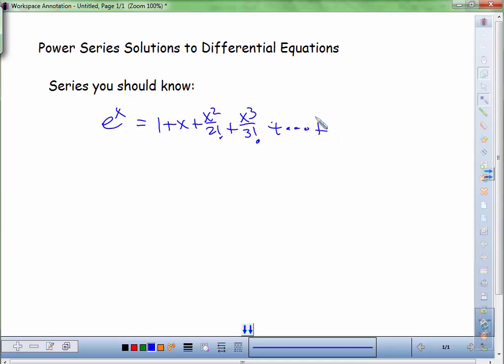And part of what we need to do in these power series problems is we need to be really good at finding patterns.